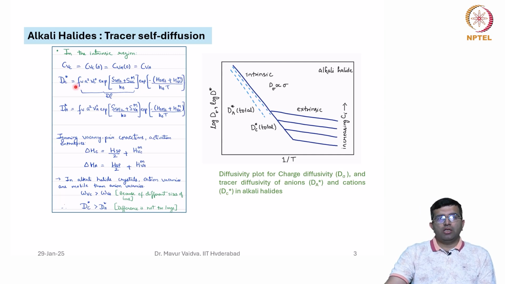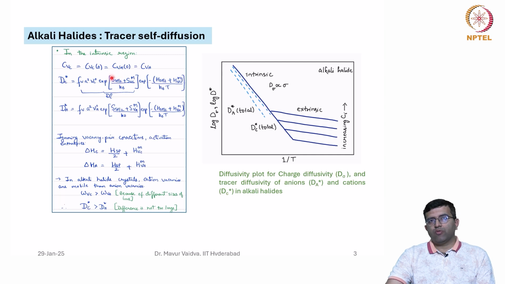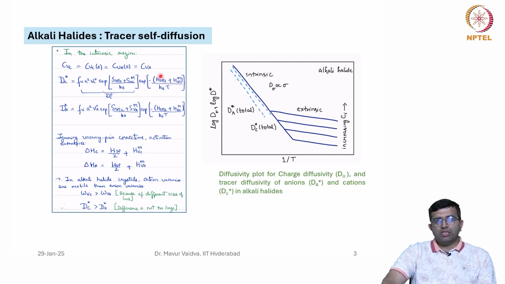So, when we write D_C star, there are two terms in the exponent, one is S_SP by 2 plus S_Vcm. This is the entropy of migration for the cation vacancy, whereas S_SP is the entropy of formation for the Schottky product. So, the by 2 comes because of that. Here again H_SP by 2 plus H_Vcm. This is the migration enthalpy of the cation vacancy, and H_SP is the formation enthalpy for the Schottky pair.